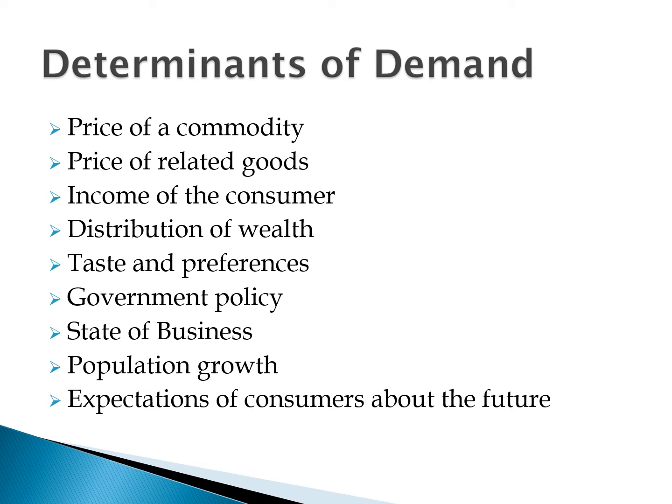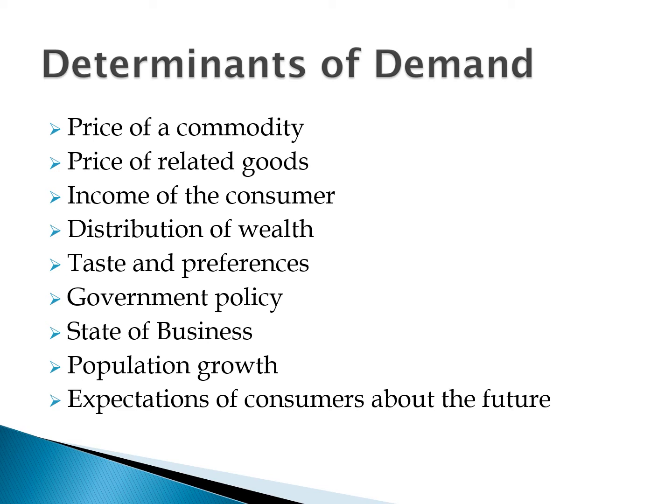Next one, distribution of wealth. The amount demanded of the commodity is also influenced by the distribution of wealth in the society. If there is an equal distribution of income in the society, the demand will be high, and in the case of inequality, demand will be low. Next one, taste and preference. These factors influence the demand to a great extent. They include fashion, habits, customs, advertisement, climate, new invention, etc. Other things being equal, as the taste of the consumer goes up, demand will also increase.